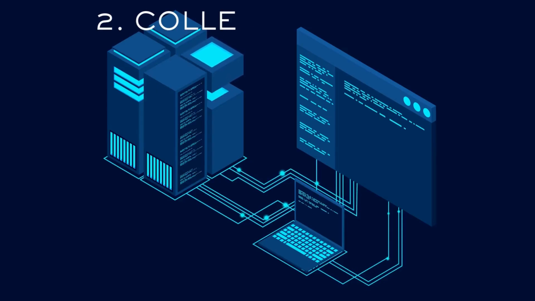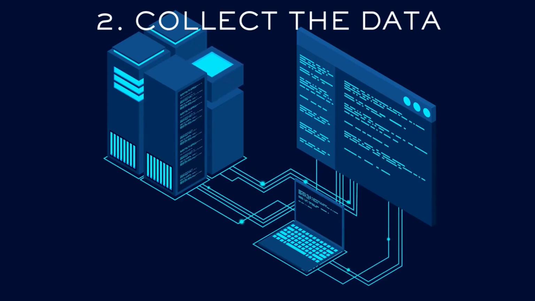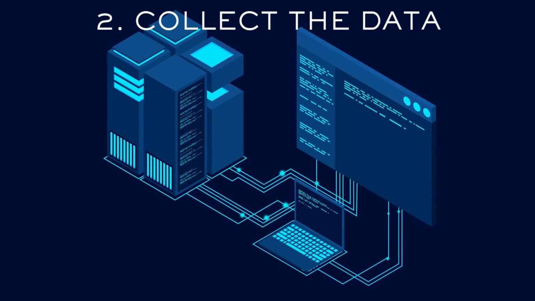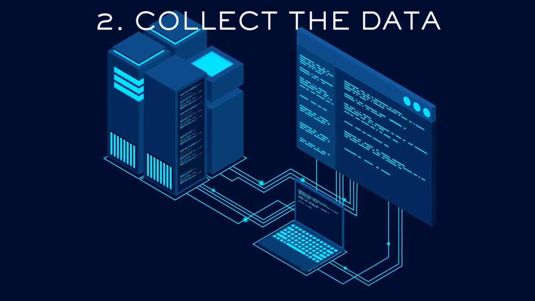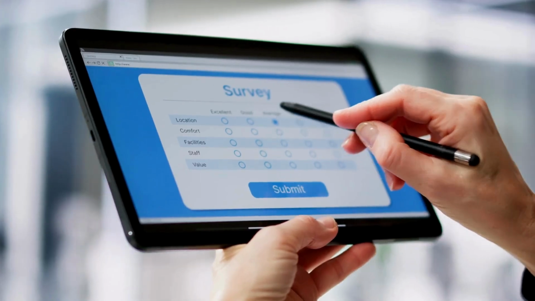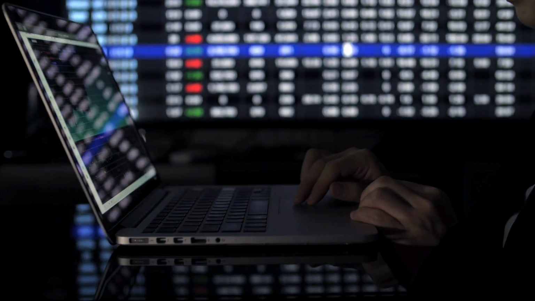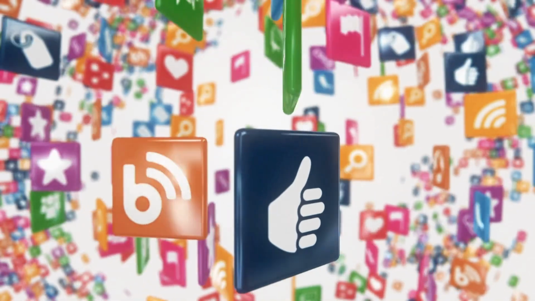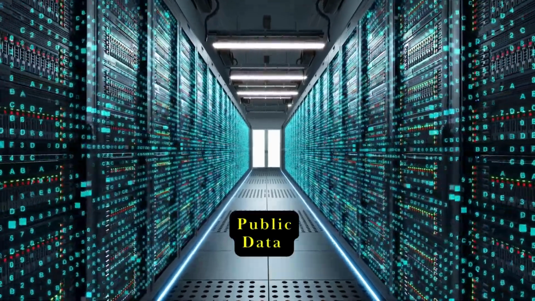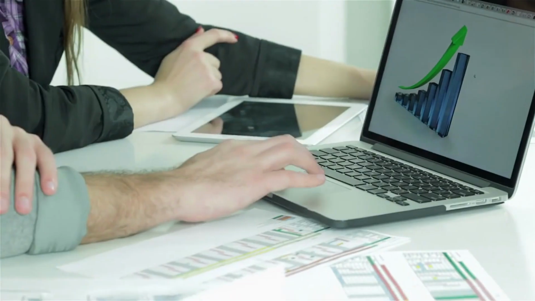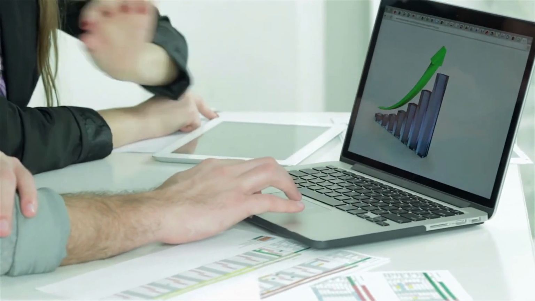Step 2. Collect the data. Once the objective is clear, it's time to gather the information that will help you answer the question. Data can come from customer surveys, transaction records, social media, website analytics, or even external sources like public datasets. The key is making sure the data you collect is relevant and trustworthy.